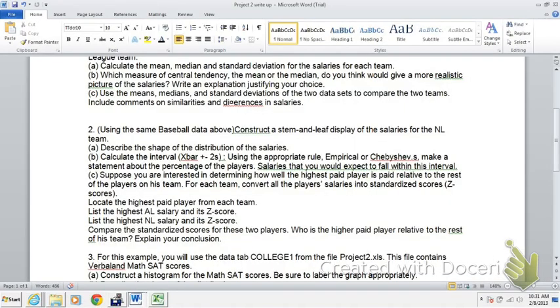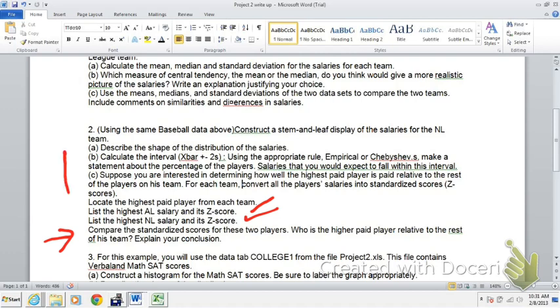So now I kind of gave away that explanation. So in part C, it said, list the highest AL salary and their z-score. We did. I showed you the z-scores. And the NL salary and the z-score, and then compare the standardized scores for those two players and who is the higher paid one relative to the rest of their team. So we gave that away, the one with the higher z-score. So I'll let you report on that. Okay, and then we just have one more problem to go, which is number 3.